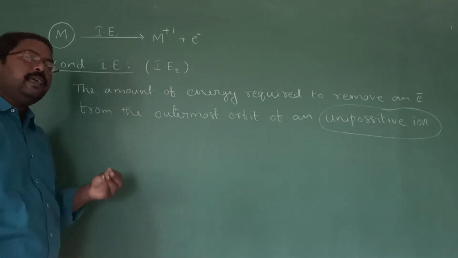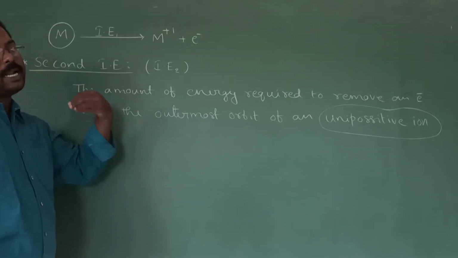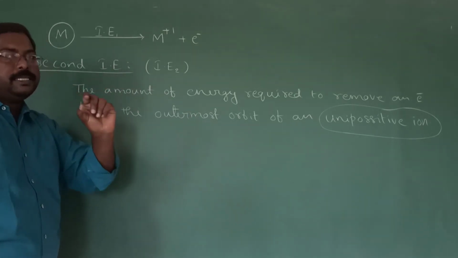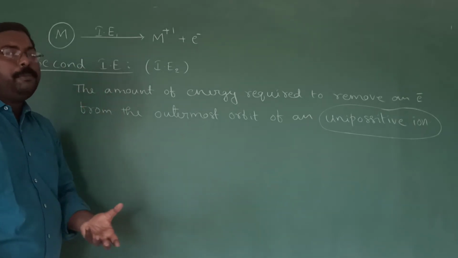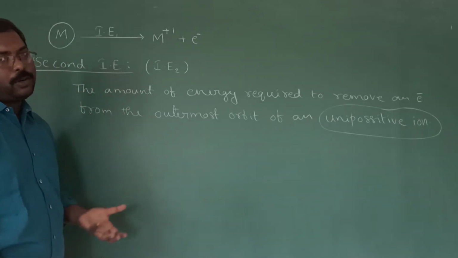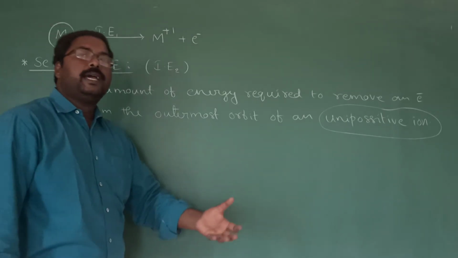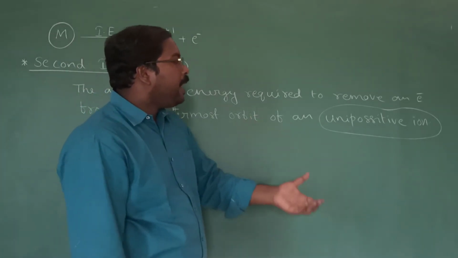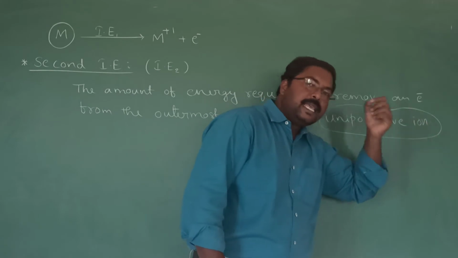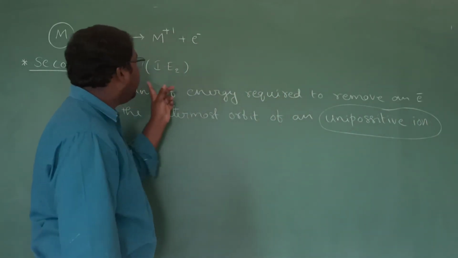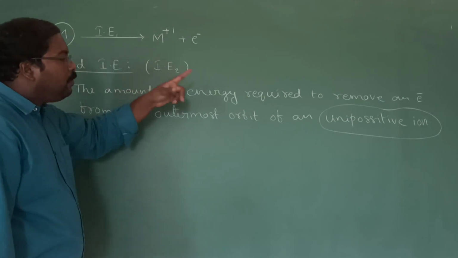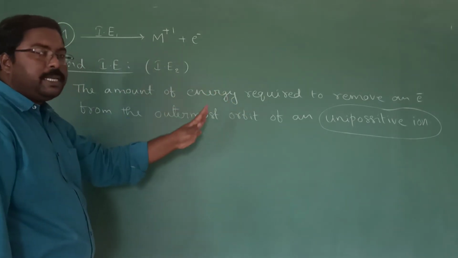That is why I did not mention it as a neutral atom, because in some books they may give it as a neutral atom. Don't confuse them. Atom means indirectly it is neutral, because the atom doesn't have charge. If the atom has charge, we call it an ion.